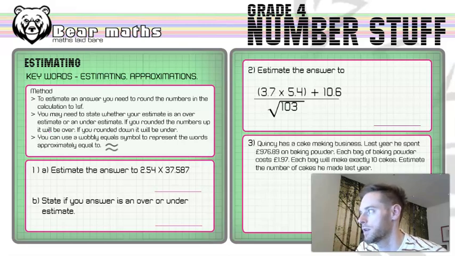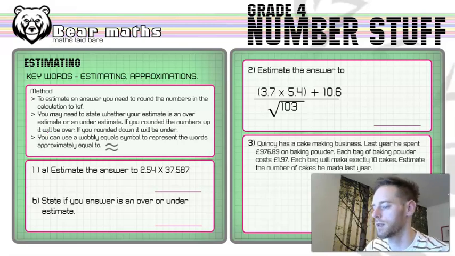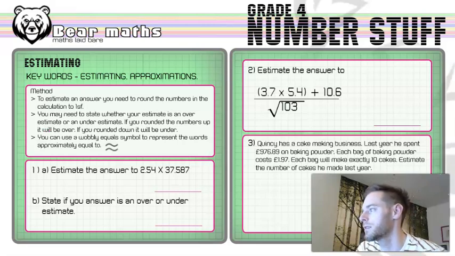Now the method I've written says to estimate an answer you need to round the numbers in the calculation to one significant figure, 1 SF. If you don't know what that is, then you're going to have to look at the rounding to significant figures video. You may need to state whether your estimate is an overestimate or an underestimate. Sometimes they ask you to do that in questions. If you round the numbers up, you will get an overestimate. And if you round the numbers down, you'll get an underestimate. And you can use the wobbly equal symbol to represent the words approximately equal to. Useful information. Now, in question 1, we've got to estimate the answer to 2.54 multiplied by 37.587.